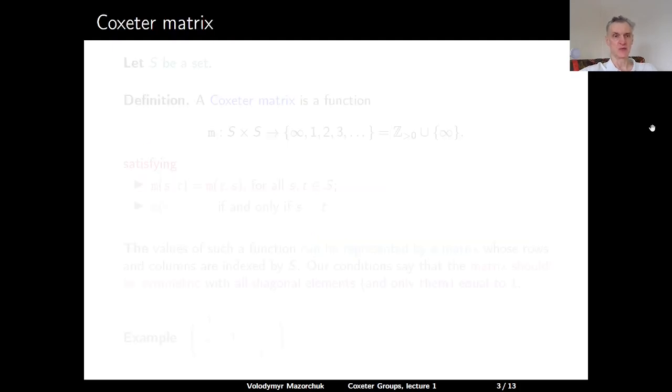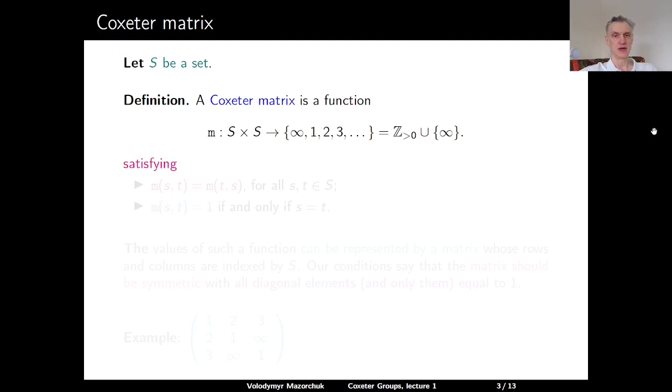So let's start with basic definitions. We start by defining what a Coxeter matrix is. So let S be a set. A Coxeter matrix is a function M with two arguments. Both arguments are elements in S, and the set of values for this function is the union of the set of all positive integers with the sign infinity. So the allowed values are 1, 2, 3, and so on, and infinity.